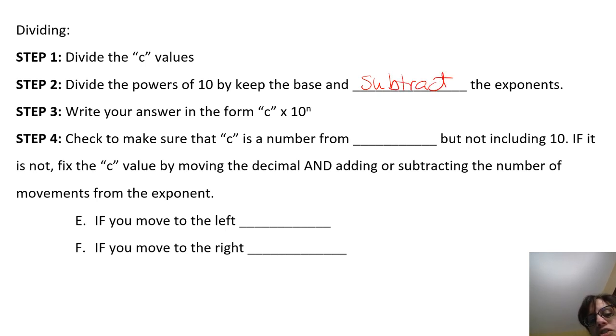You're going to write your answer in the form of c times 10 to the nth. And always check to make sure that c is a number from 1 to 10, but not including 10. Remember how to fix it if it's not. I'm not going to read it. But remember, if you move to the left, add. If you move to the right, subtract.